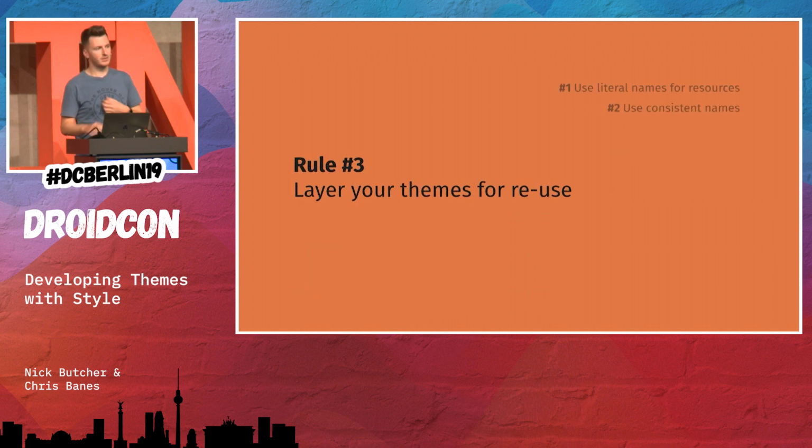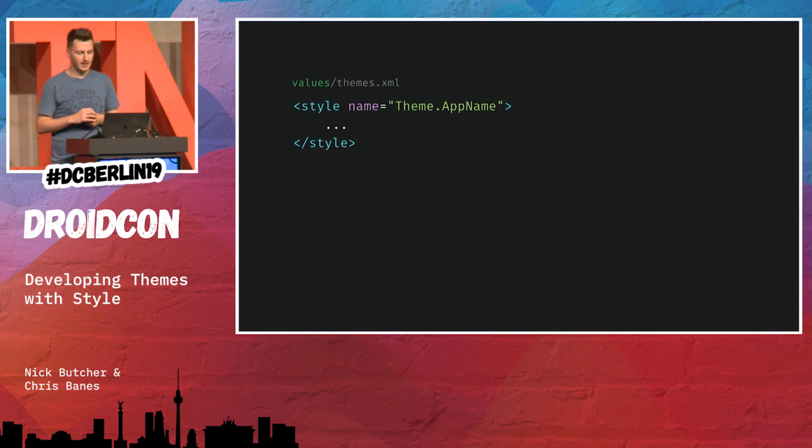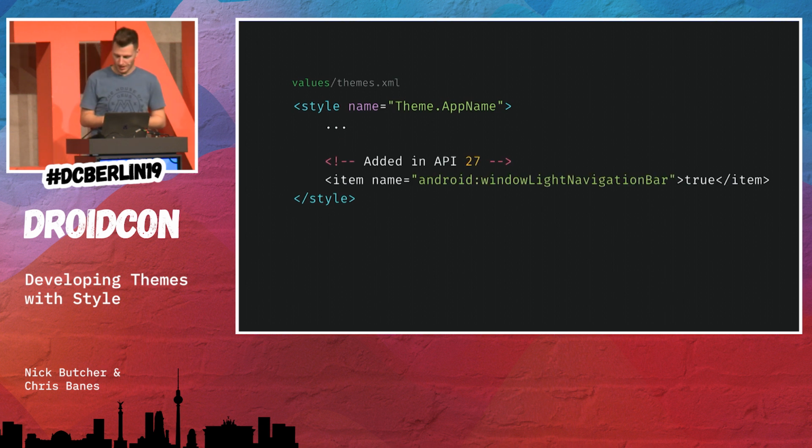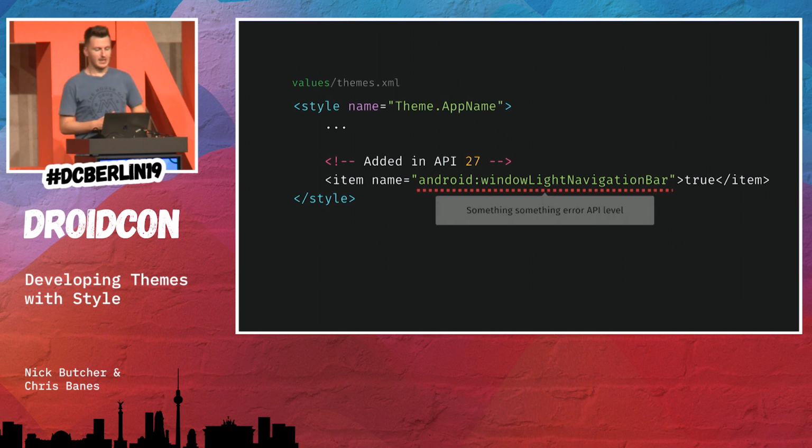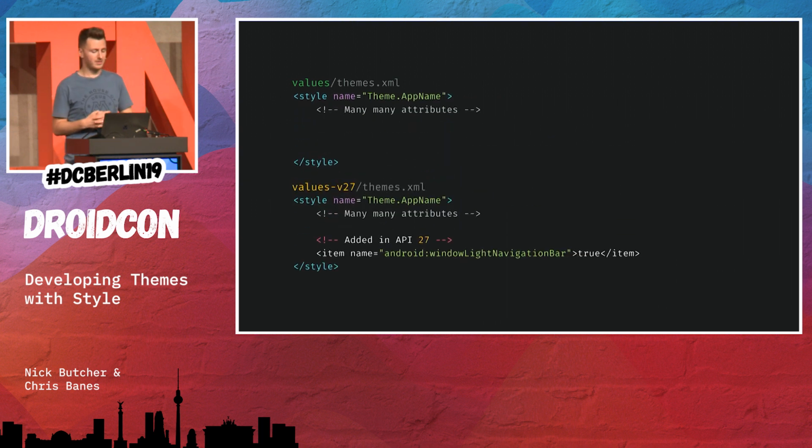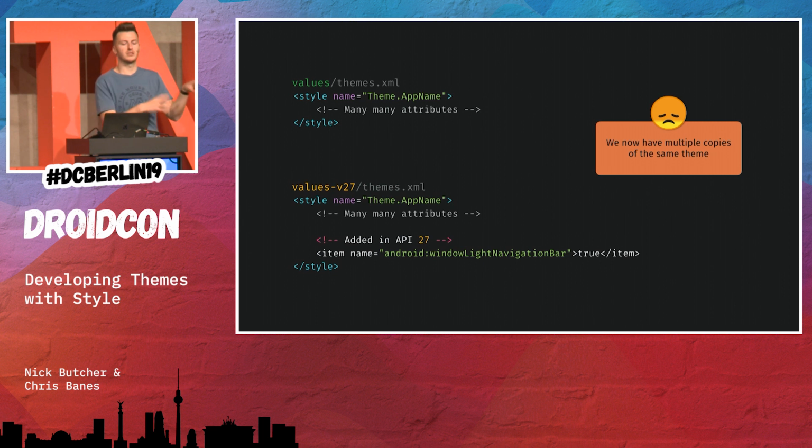The third one is to layer your themes for reuse. So let's start with a basic well-named theme.appName. And then we're going to add an attribute which is added after our min SDK. So we have a min SDK of, say, 19. And then we're going to add this attribute, which is actually added in 27. So at that point, Android Studio is going to complain at you something about API level errors. And so one way you can fix that is by copying the theme and then moving it to values-v27. But now we're going to have multiple copies of the theme, which makes it hard to maintain. It's very easy for them to diverge if you want to change one. It's not great.